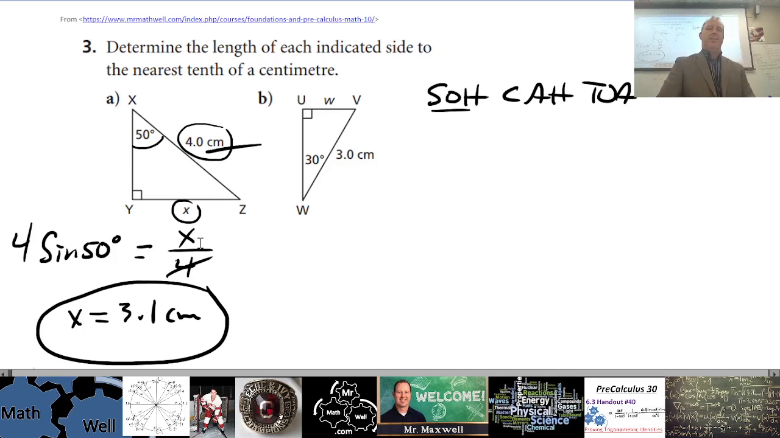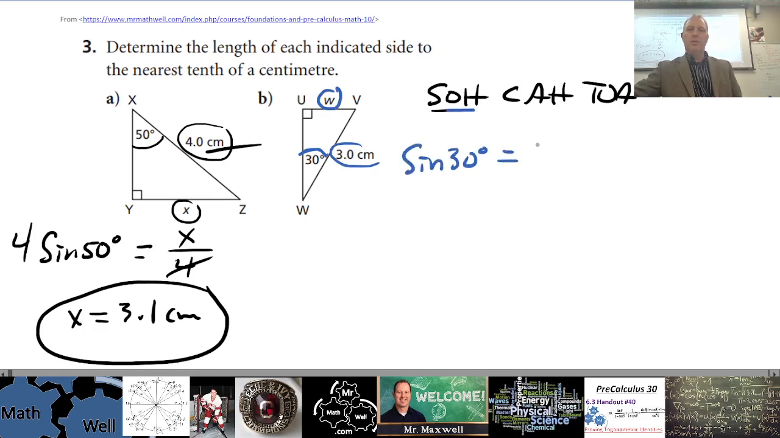Okay. All right, 3B, it's very similar. I'll do this in blue. So I have an angle here. I am looking for the opposite side, and I'm given the hypotenuse. Opposite hypotenuse, sine of 30 degrees equals opposite, which is W over hypotenuse, which is 3. Multiply both sides by 3, and I've got W equals 3 sine 30.